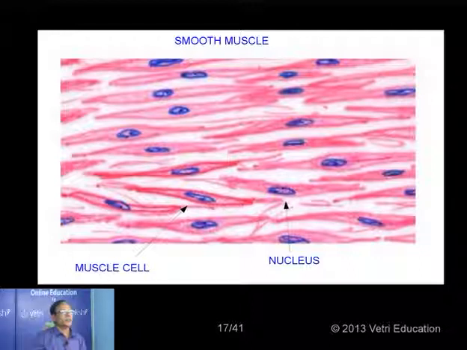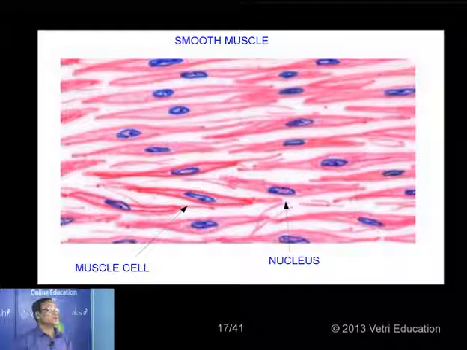Now normally all the muscles are mesodermal, excepting one muscle. The muscle found in the iris of the eye is an example of smooth muscle which is ectodermal in origin. Now we'll see the picture. The smooth muscle, you could see they are arranged in layers or sheets, and each one is more or less spindle shaped, having a large nucleus located in the center.